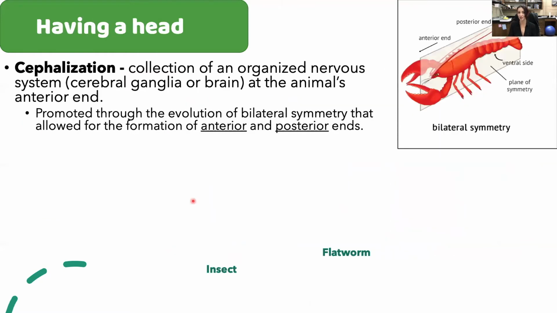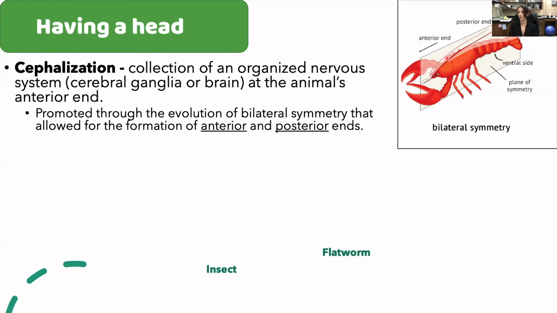This is a very important feature in classifying our invertebrates. We call this cephalization. This is the situation of having a head. It means that you have a collection of organized nervous system, meaning cerebral ganglia, or a brain in more complex organisms. You have a collection of organized nervous system at the animal's anterior end. And the mode of cephalization, having a head, through evolutionary time was promoted through the evolution of bilateral symmetry that allowed the development of an anterior and a posterior end.